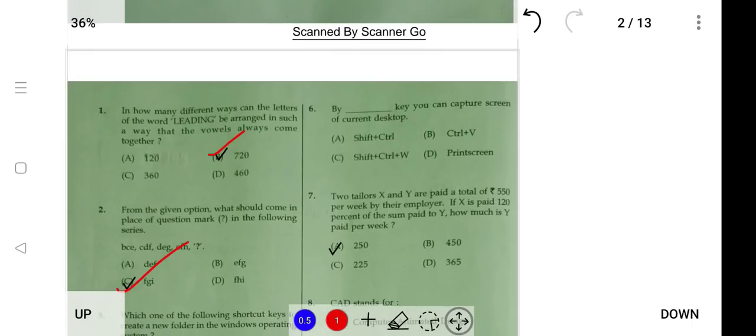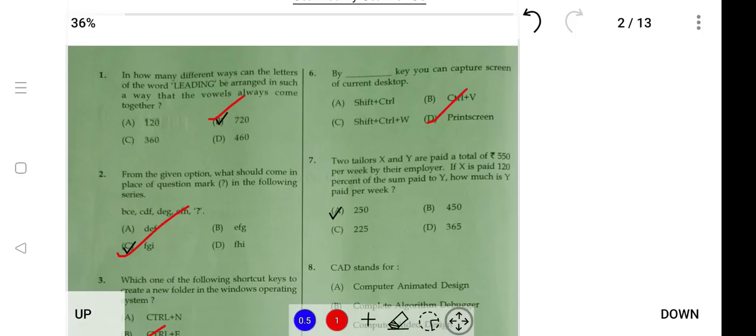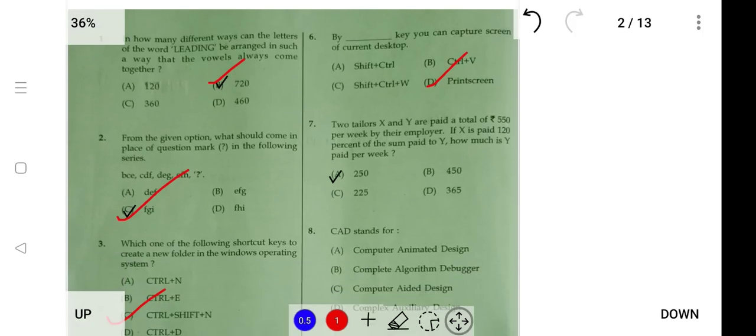Question number six. By which key can you capture the screen of the current desktop, means a screenshot? So what is the answer? It is Print Screen. Control plus Print Screen. Next, two tailors X and Y are paid at the cost of 550 per week by their employers. If X is paid 120% of the sum paid, how much is Y paid? So it is 250.